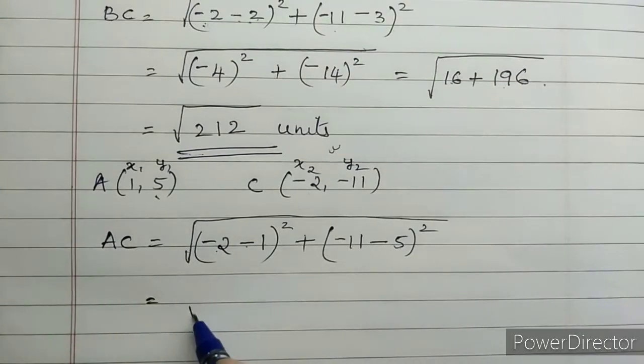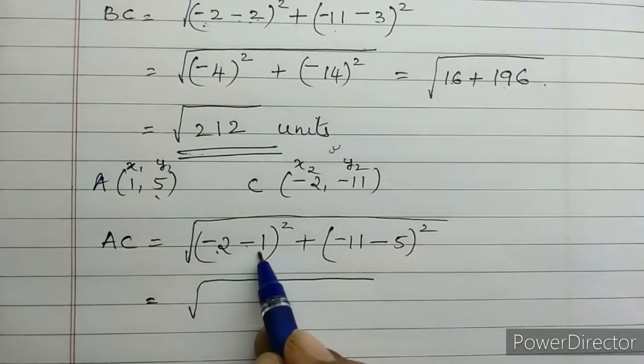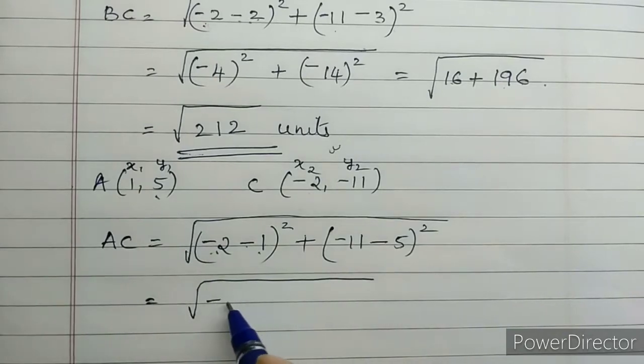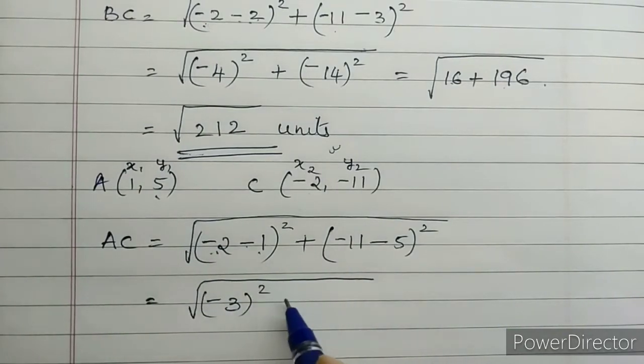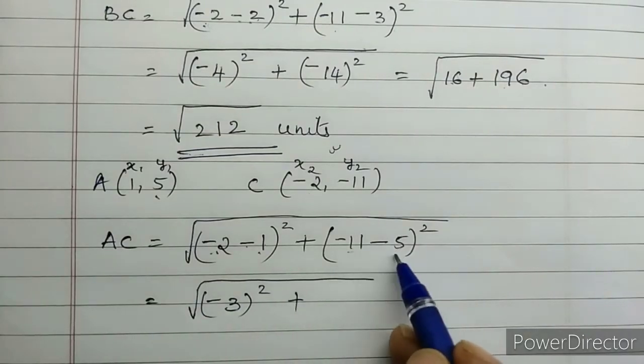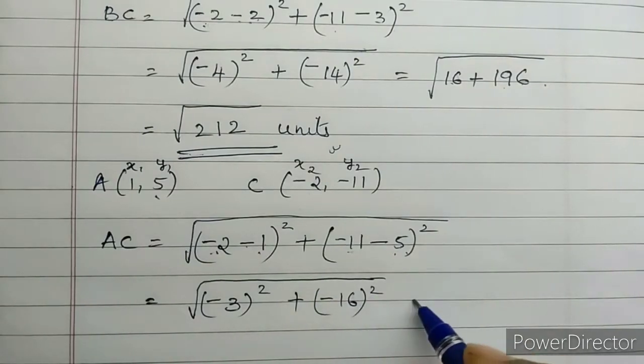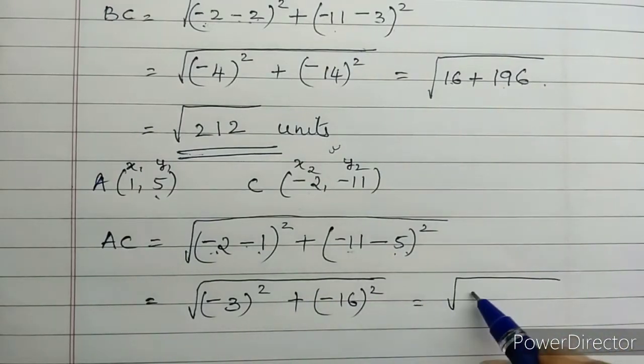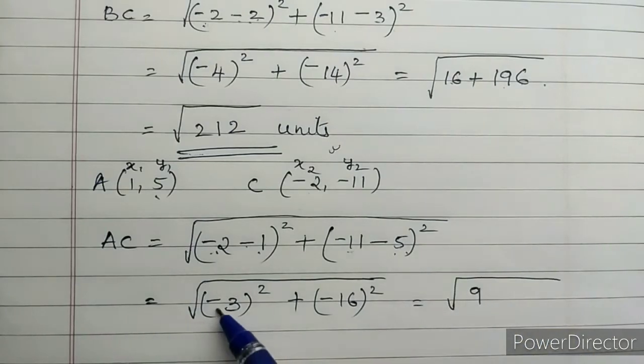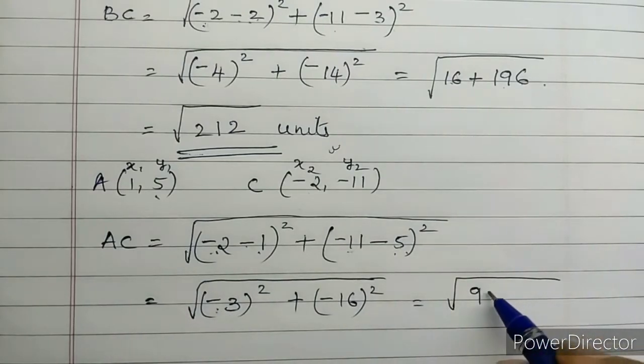That is equal to square root of minus 2 minus 1. Both are negative signs, you should add and put a negative sign. 2 plus 1, it is 3. So minus 3 whole square plus, here also both are the same sign. Add it. 11 plus 5, it is 16. Negative 16 the whole square. 3 square is 9, positive 9, negative will change to positive. Plus this also negative, it will change to positive, 16 square is equal to 256.